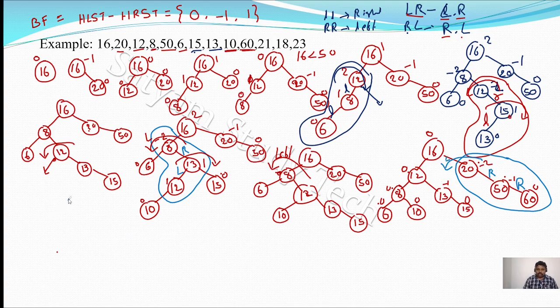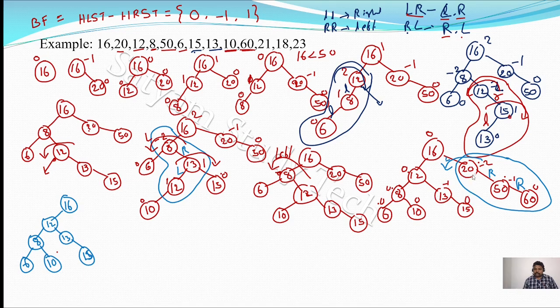So the tree becomes, here you can see it is 16, here it is 12, here it is 8, here it is 6, here it is 10, 13. Just note down as it is here, the left subtree is not affected. Okay, it is 15, right? It is 15.